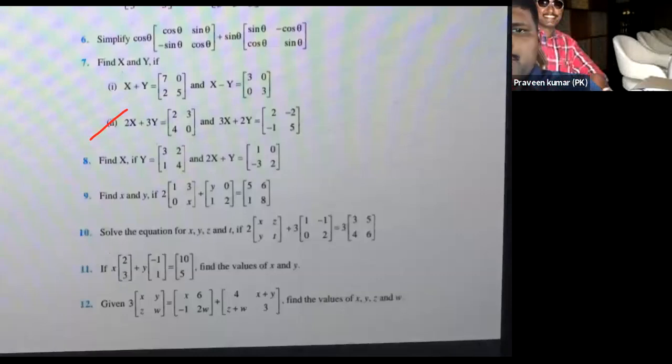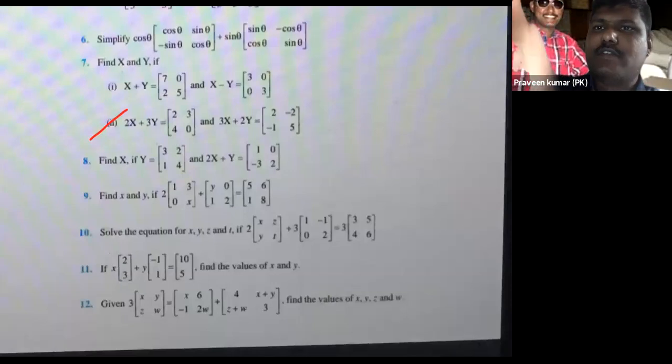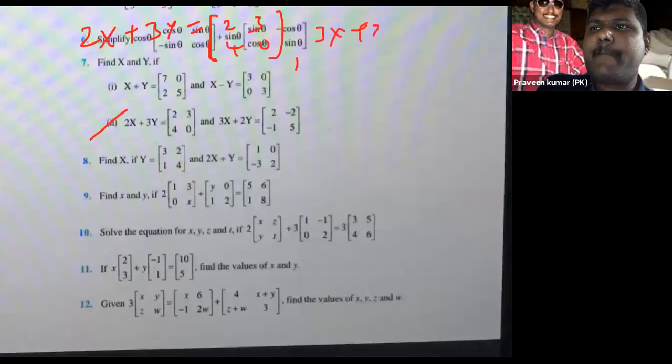I need to explain this question to everyone. Okay. See, both sides, a little difficult one. That means steps are more. 2, 3, 4, 0. 3x plus 2y. 2 minus 2 minus 5.